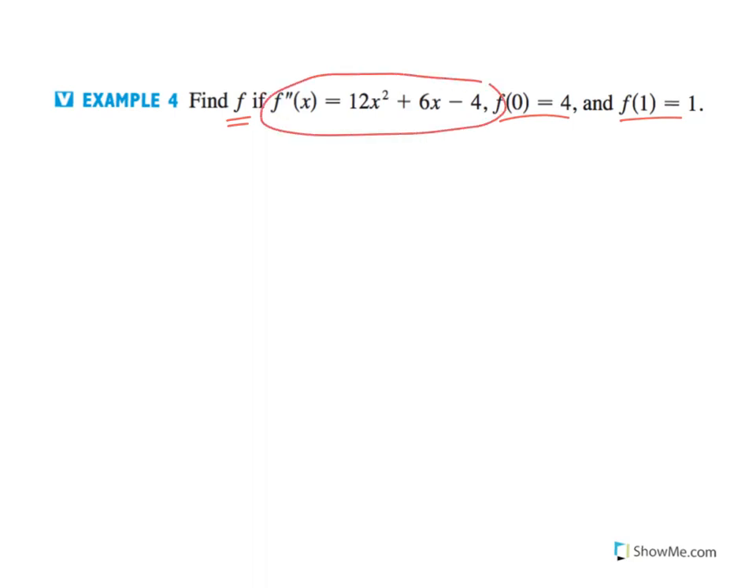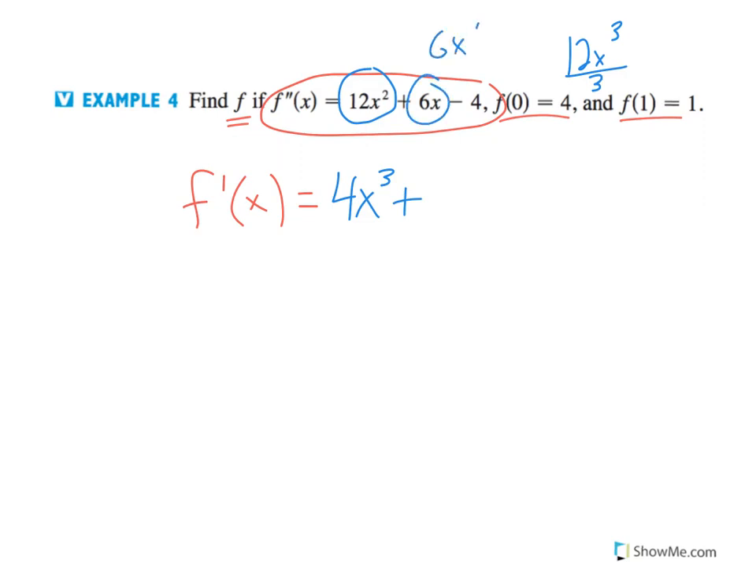So working backwards, we're just going to have to do the reverse power rule. And so let's work backwards once, which would be the first derivative. So if I focus on that first term, 12x squared, well, if I add a power of 1, that becomes a power of 3. And if I divide by that new power and simplify that coefficient, it looks like I end up getting 4x cubed for that antiderivative, plus the antiderivative of 6x.